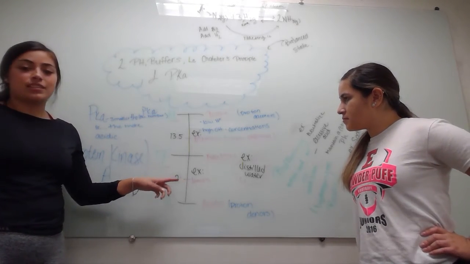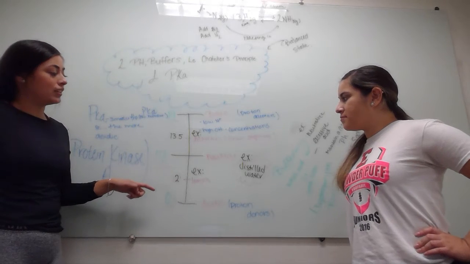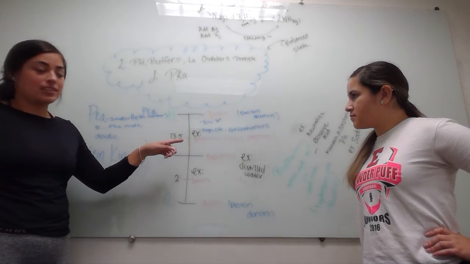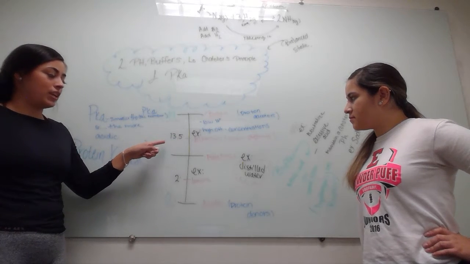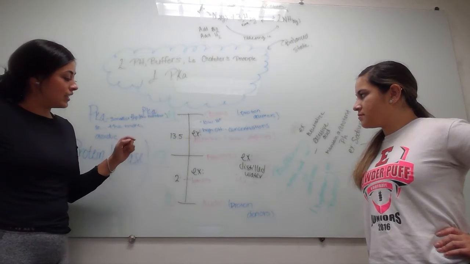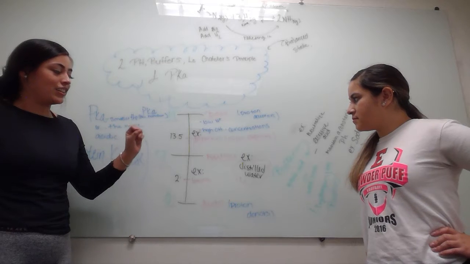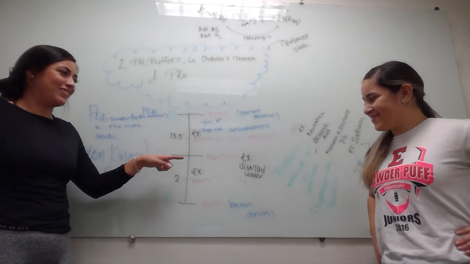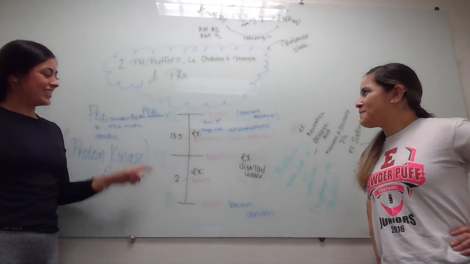An example of an acid is lemon, with a pH of 2. An example of a base is bleach, with a pH of 13.5. And distilled water is an example of neutral, with a pH of 7.